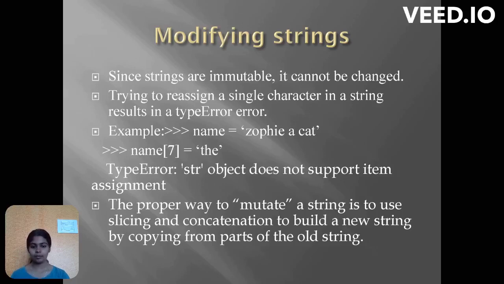Next, we have modifying strings. As we know, strings are immutable, that is, they cannot be changed. So trying to reassign a single character in a string results in a TypeError. Let us check that. We have a variable name, which has the string "Zophie a cat". We are trying to change the seventh position of this string to "the". So we get a TypeError saying that the string object does not support item assignment. But we can mutate this string. The proper way to mutate the string is using slicing and concatenation to build a new string by copying from parts of the old string.